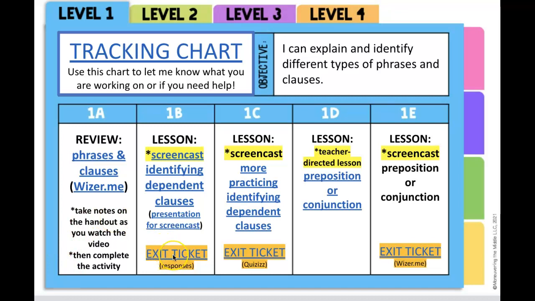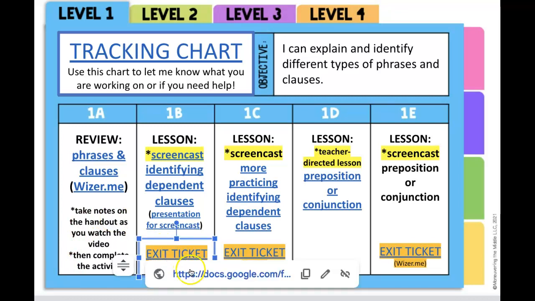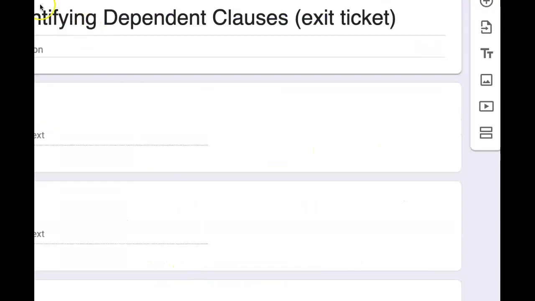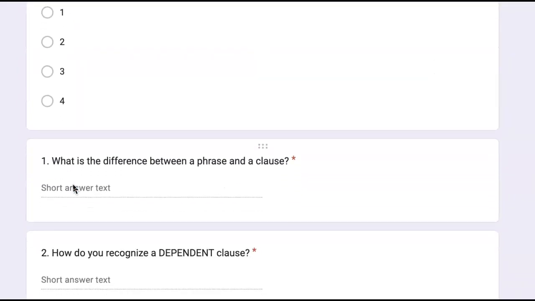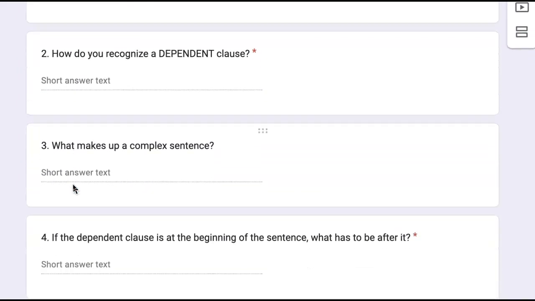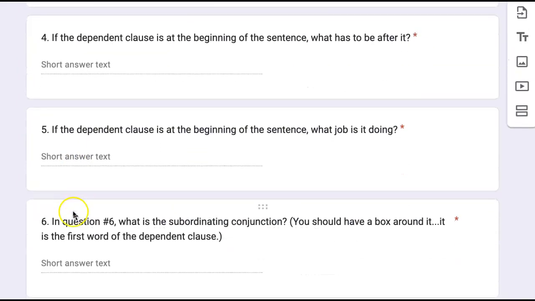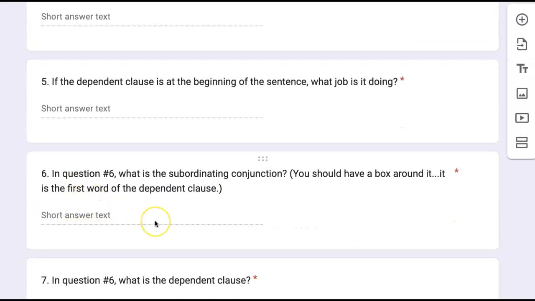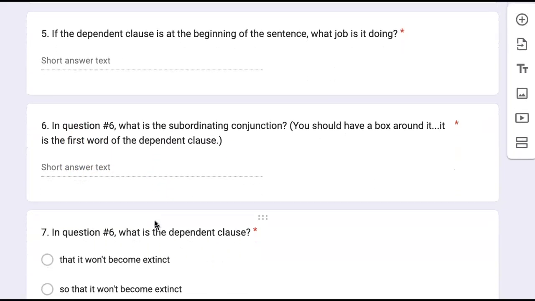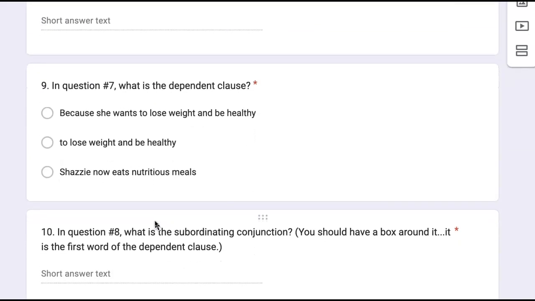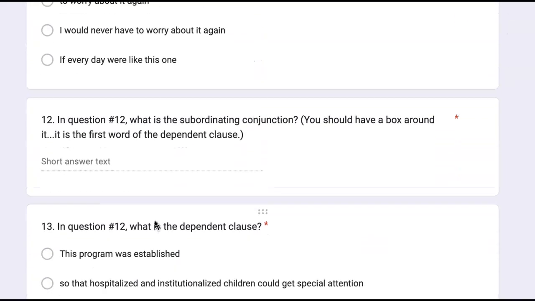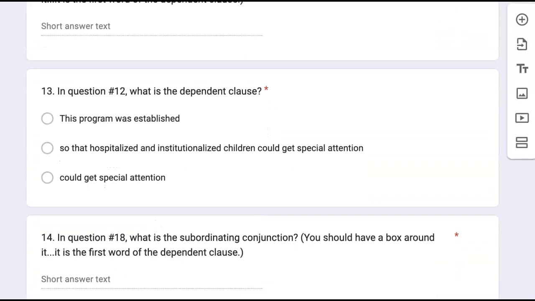Now when you are done with this, you're going to go back to our tracking chart and click Exit Ticket, and it's going to take you to a form that you're going to fill out. You're going to put your name on there, your class. You can use your notes, but it's going to ask you to refer to question number 6. So go look at question number 6 on your paper. Number 7, number 8, number 12, and so on.